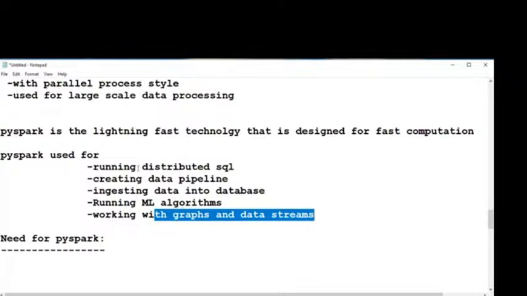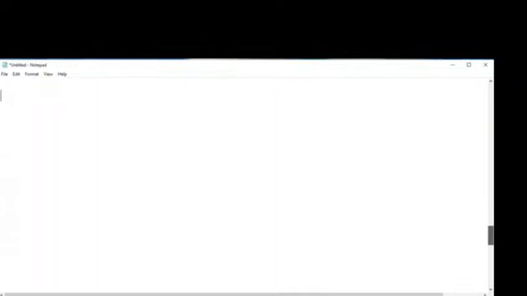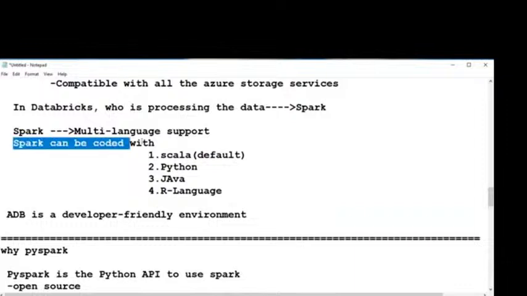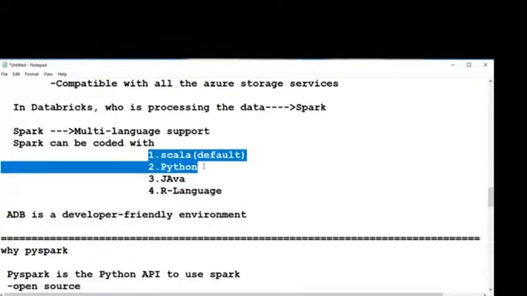Before starting PySpark, we need Python knowledge, because everything will be coding. Once again, Spark is not a language, it's an execution model. It can be implemented using Scala, Python, Java, or R language. Any language can be used, but in the industry, the mostly used ones are Scala and Python. Java and R language are rarely preferred in the industry.